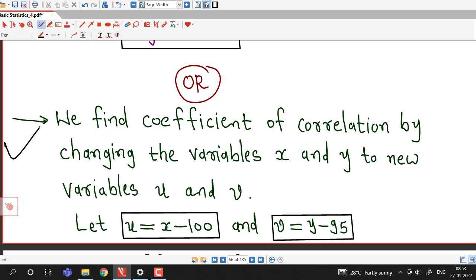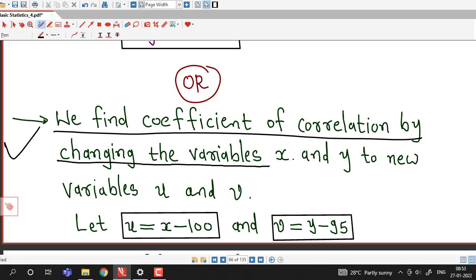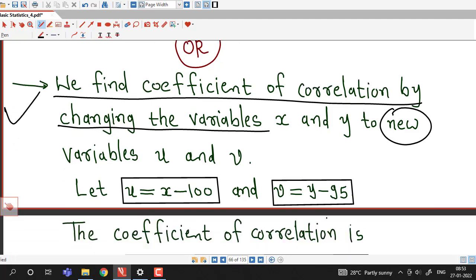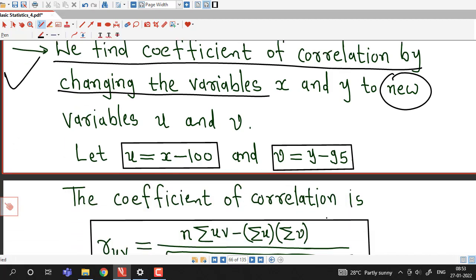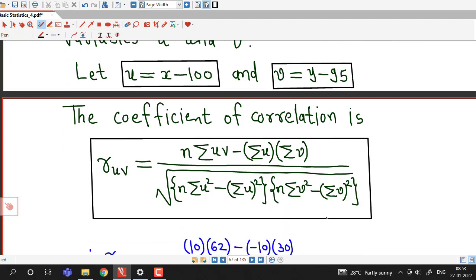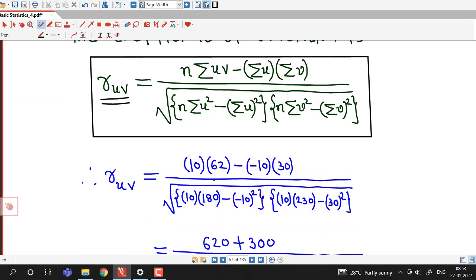Suppose we are using this method, step deviation method. So here I have written, we find coefficient of correlation by changing the variables x and y to new variables u and v, and we consider u equal to x minus 100, v equal to y minus 95. Now the coefficient of correlation between u and v is obtained using this formula.